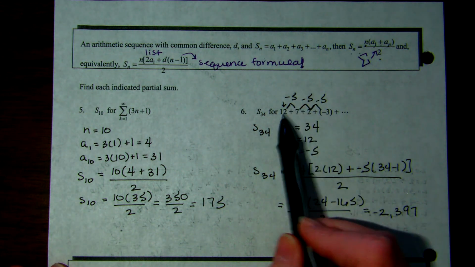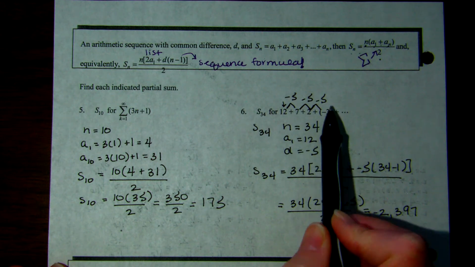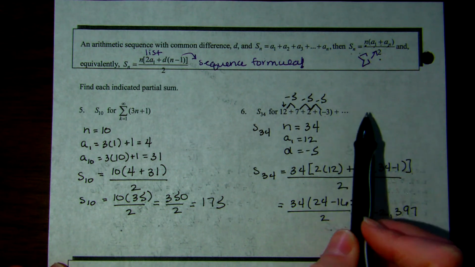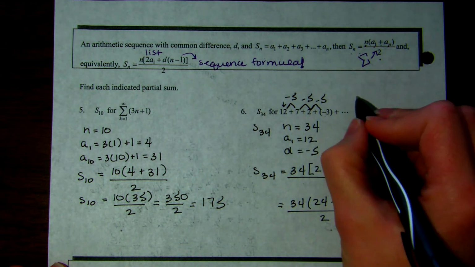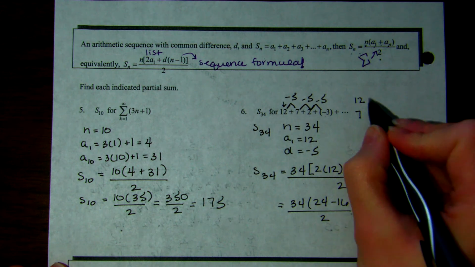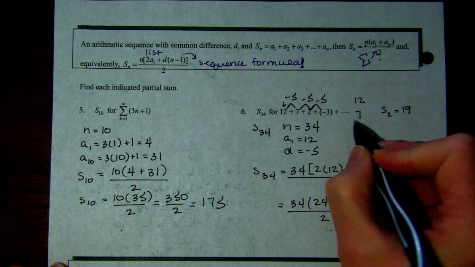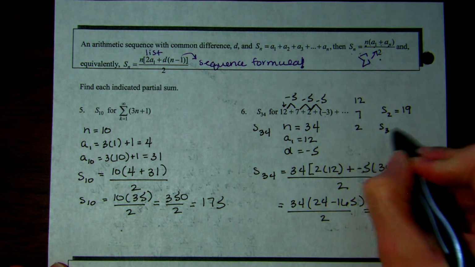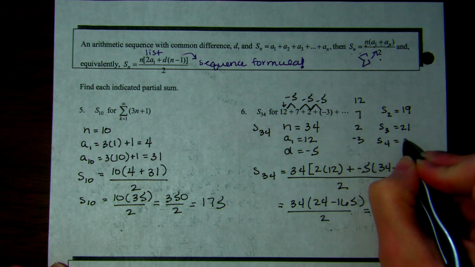Now, if I just have a list of numbers, 12, 7, 2, -3, that's a sequence, right? But a series is the sum of all the numbers, right? And so I'm not just traveling -5, -5, -5, 34 times. Every time I make that minus 5, I then add that number to my sum. So my first term is 12, and then my second is 7, and when I am done with my second, the sum at that point is 19. It's 12 plus 7. My third term is 2, so my sum at 3 is 21, right? My fourth term is negative 3, so my sum at 4 is 17.